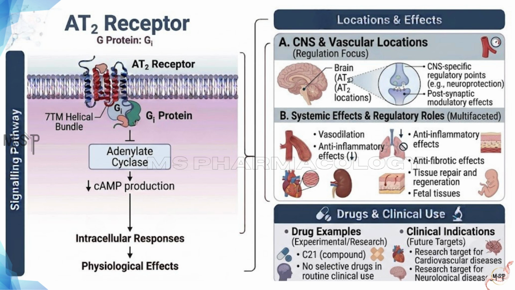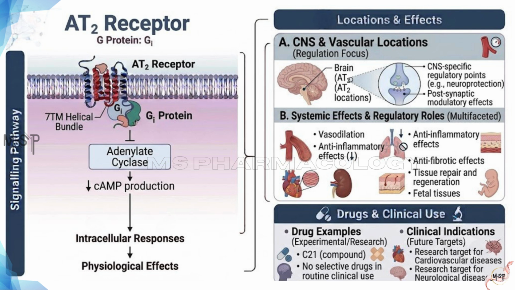Next is the AT2 receptor. AT2 receptors are coupled primarily to GI proteins and are expressed mainly in fetal tissues, as well as in the brain, heart, and blood vessels. Activation of these receptors inhibits adenylyl cyclase and is associated with vasodilation, anti-inflammatory effects, anti-fibrotic actions, and tissue repair.